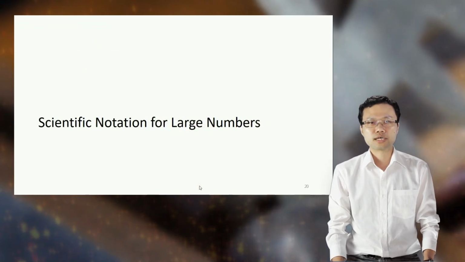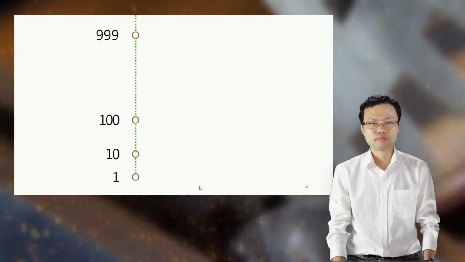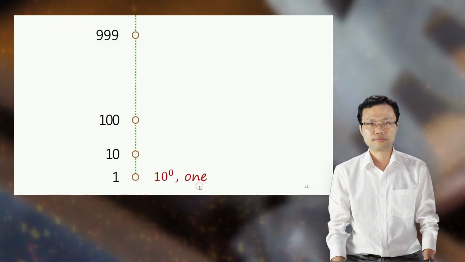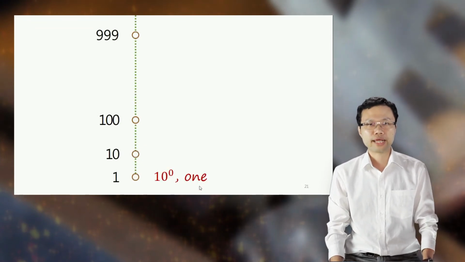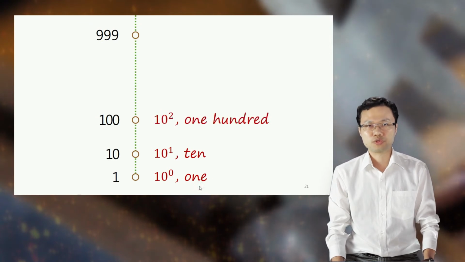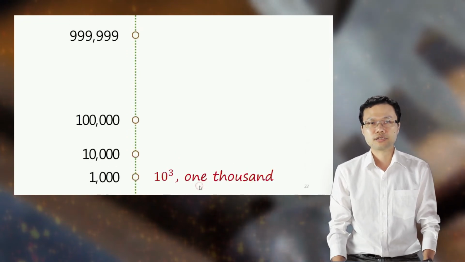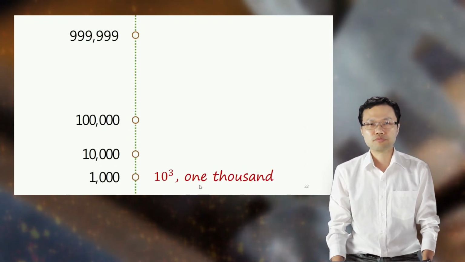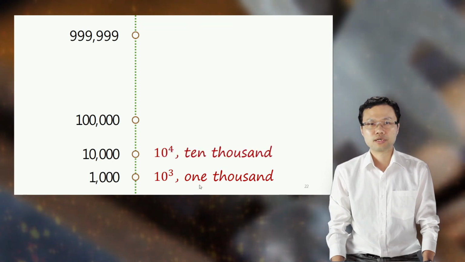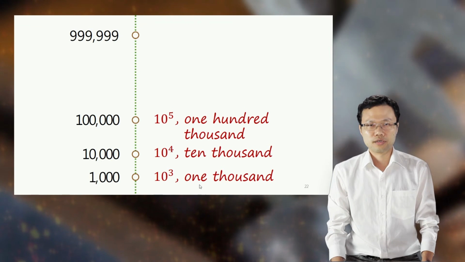Let's look at how the scientific notation works for large numbers. Let's start from 1. 1 equals 10 to the 0th power. 10 to the first power is 10. 100 is written as 10 squared. Next, we have 10 cubed for 1,000, 10 to the 4th power for 10,000, and then 10 to the 5th power for 100,000.